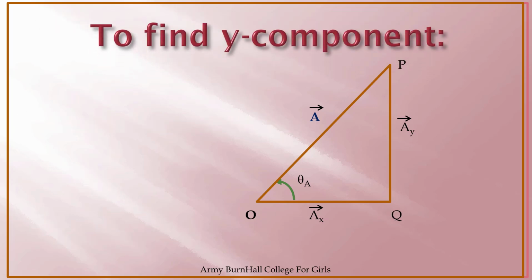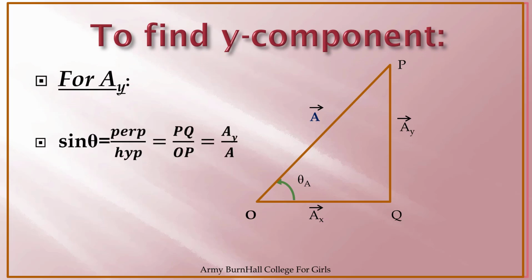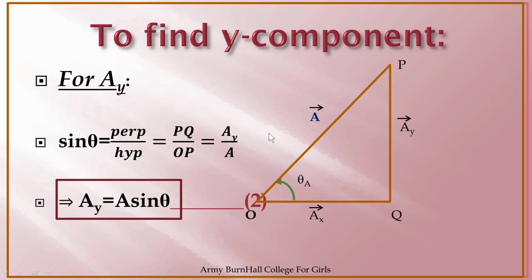And for the vertical component we will consider sin theta. Sin theta is equal to perpendicular over hypotenuse. The perpendicular is PQ and the hypotenuse is OP. So we write it as PQ divided by OP, and PQ is Ay and OP is A. So we can write it as Ay divided by A. Separating out Ay, we get Ay is equal to A sin theta. This is the magnitude of the vertical component of vector A. Name it as equation number 2.